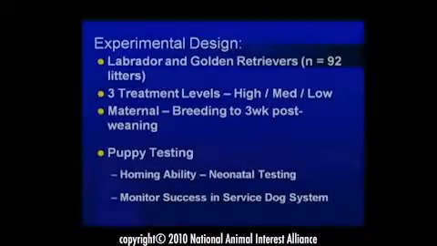So what we did, as I said, is we took 3 treatment levels. We decided we would feed the dogs from the time they were bred to 3 weeks after weaning was over. We believed that ensured that the DHA levels circulating in the mom were available for utilization by the fetus and also by the offspring who were nursing.